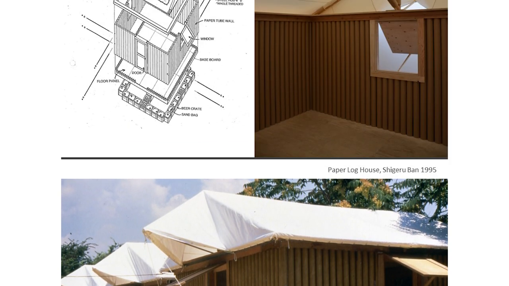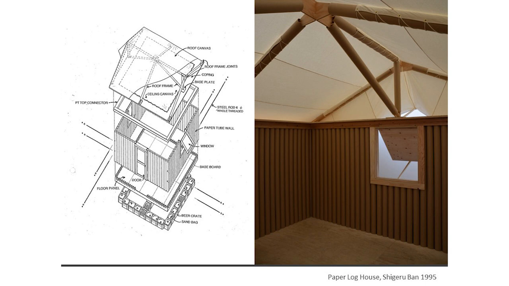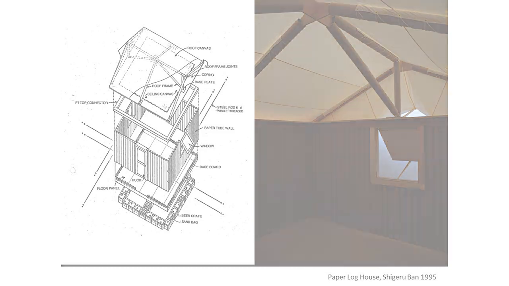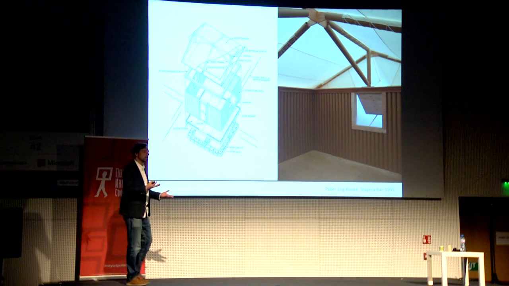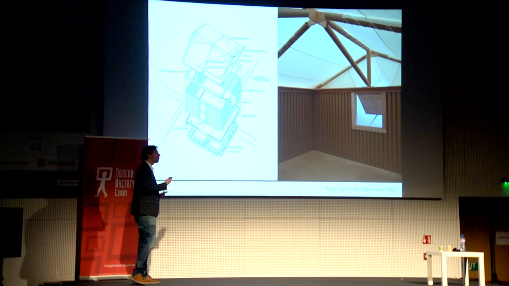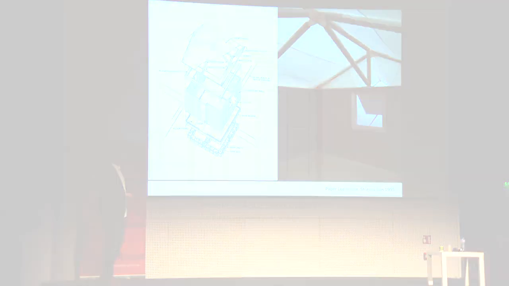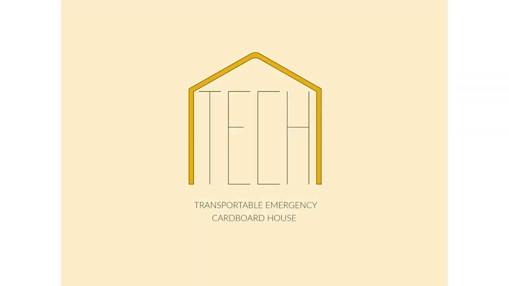Shigeru Ban designed a very simple structure. First, he used beer crates filled with sandbags, then a timber floor with paper tubes put on top, and then with the paper tube structure, he created a roof made of PVC membrane. We thought, okay, that works well, but maybe not in our climate conditions. So we thought about our own solution with the use of paper. And then the idea of a transportable emergency cardboard house appeared, which is in short TEC.